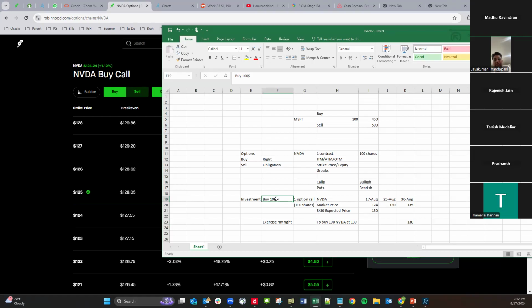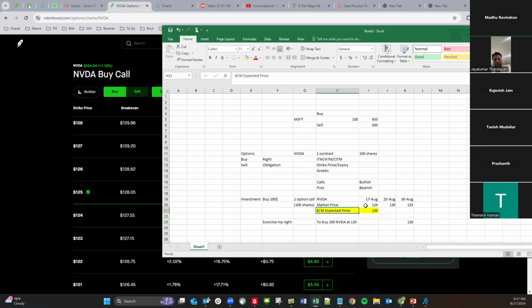Essentially, my overall investment in this is only $100. The NVIDIA share price, as on 17th August when I bought, is 124, but the option call is only $100. So technically what it means is if you just buy the NVIDIA stock on market, one stock if you buy, you will get it for $124. But here we are buying one option call, which technically means 100 shares, which is going to be only for $100, which means my overall investment in this option call is only $100. By this, I'm getting a right to buy the NVIDIA stocks at a price that I want by a particular date.